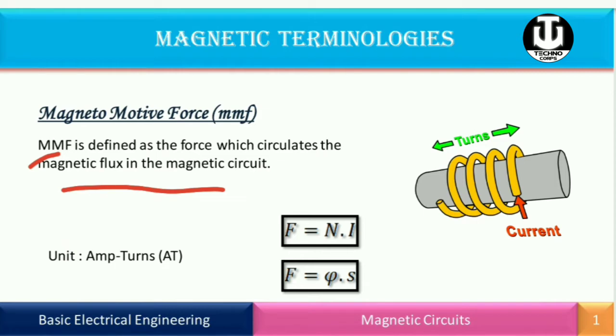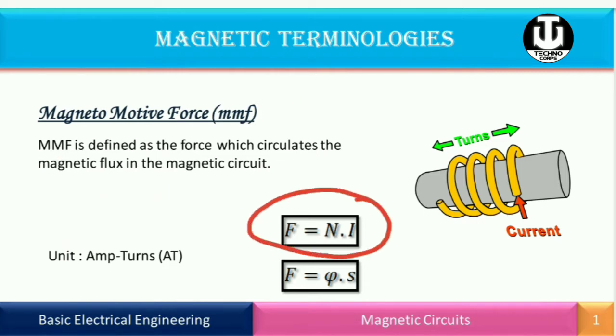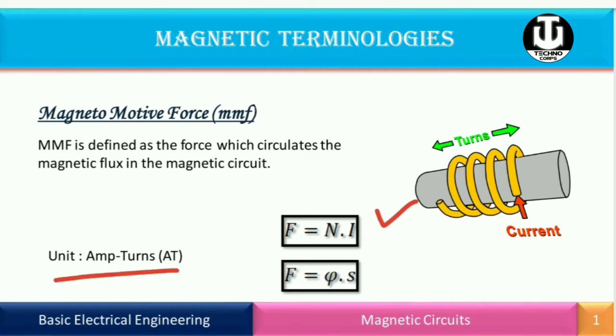It is denoted by the letter F, and mathematically magnetomotive force is the product of the number of turns N into the current I flowing through the coil, that is N into I. So the unit for MMF is ampere turns. One more formula for magnetomotive force is phi into S, where phi represents the magnetic flux and S is the reluctance. So it is the product of flux and reluctance.